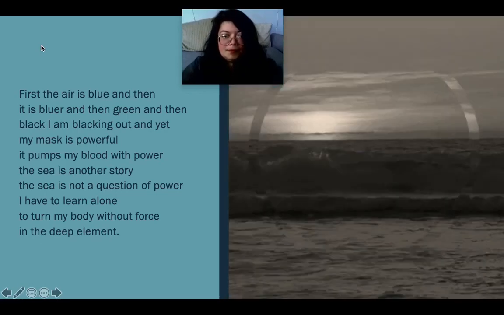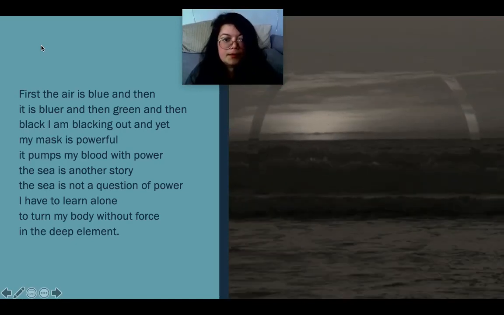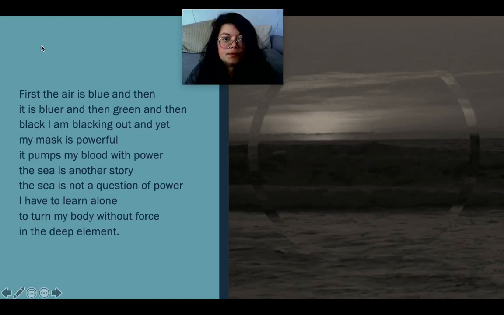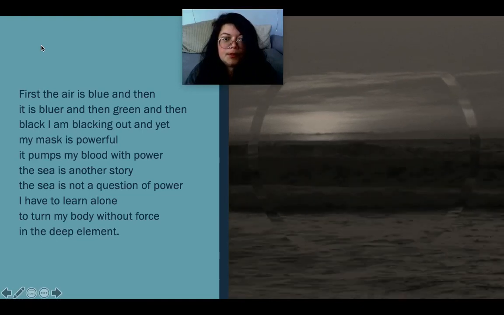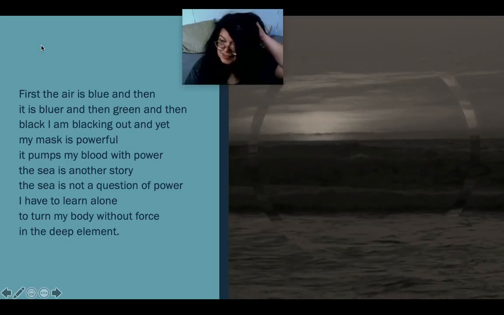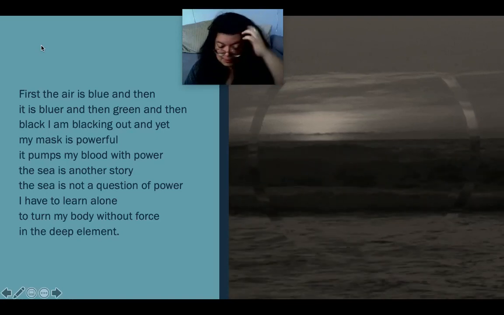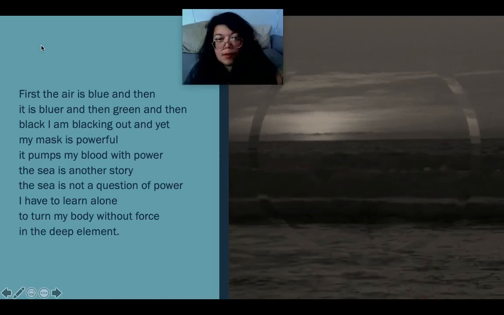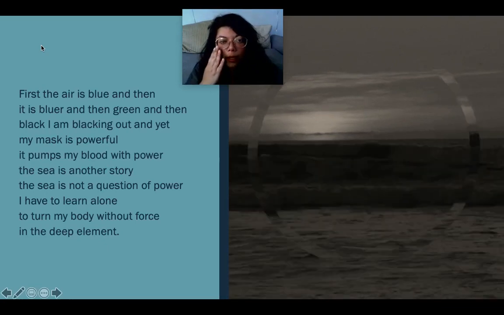Right. First it is blue, and then it is green, and then it is black. It becomes dangerous feeling. It becomes disheartening, becomes hard to see direction through, right?